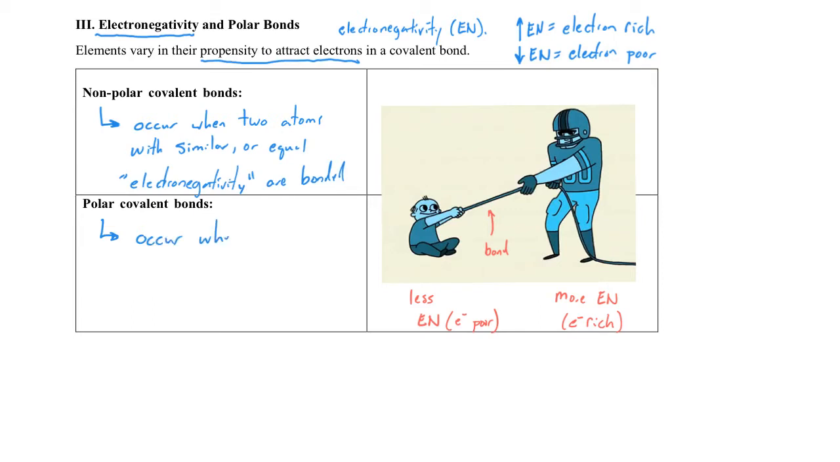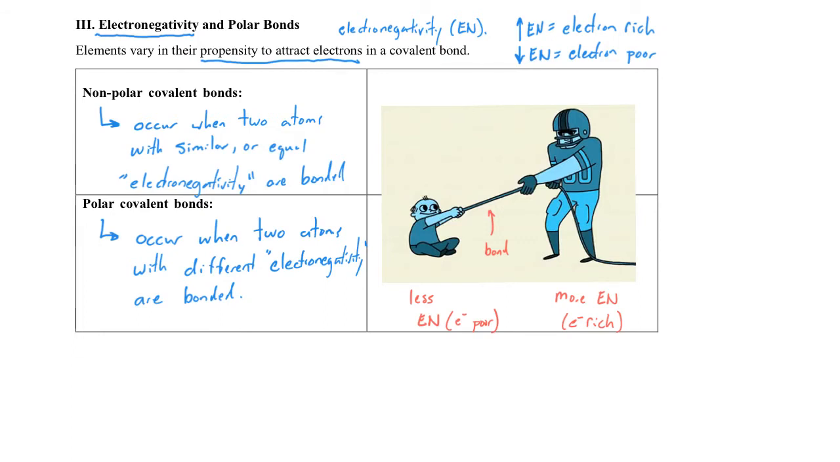On the other end of the spectrum, we have polar covalent bonds. Polar covalent bonds occur when we have 2 atoms that have very different electronegativities, like the one that I've shown here with the little child and the football player. That would be a polar covalent bond because the electrons are not shared equally between the 2 atoms of the bond. One has more than the other, and we call that polar.